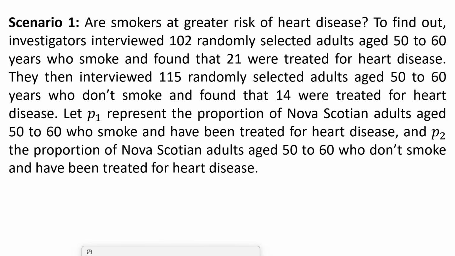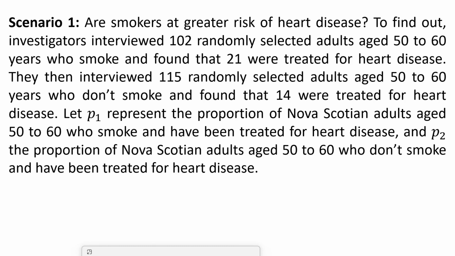In the first question, we're asking, are smokers at greater risk of heart disease compared to non-smokers? In this scenario, we're imagining that 102 adults were randomly selected. These are adults between ages 50 and 60, and these are adults who smoke. We interview them and find out that 21 of them were treated for heart disease.